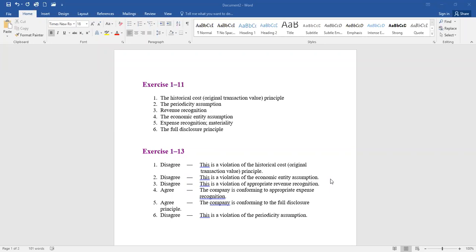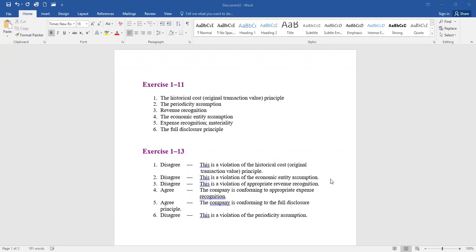In exercise 1-13, we're looking at the basic assumptions and principles again. For each of the following situations, state whether you agree or disagree with the financial practice employed and explain the reasons for your answer. Well, we give you the answer, right? But let's take a look. The controller of Ldunn Corporation increased the carrying value of land from its original cost of $2 million to its appraised value of $3.5 million. Well, we just talked about that. You should disagree with that because they just violated the historical cost principle.